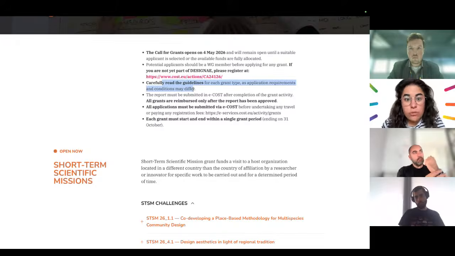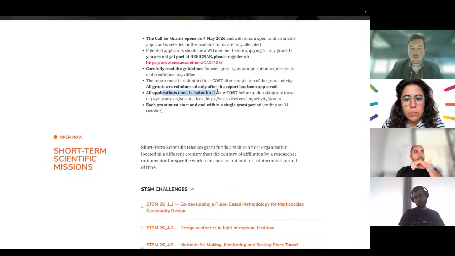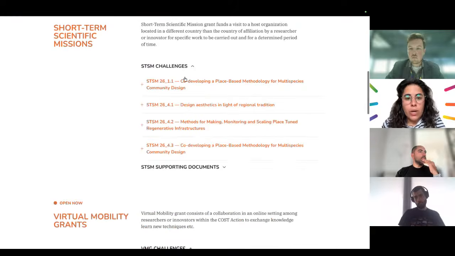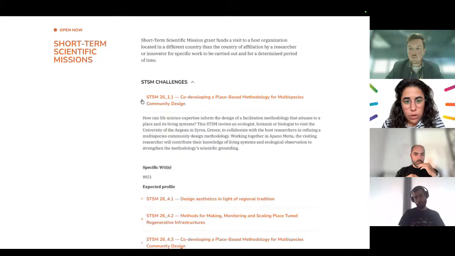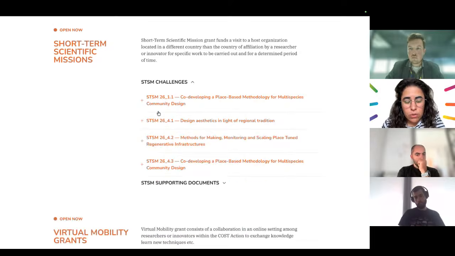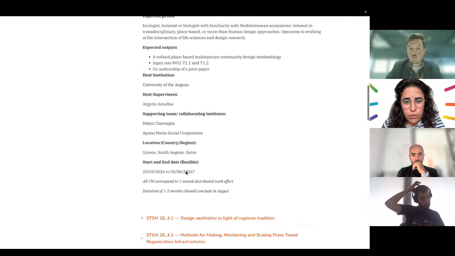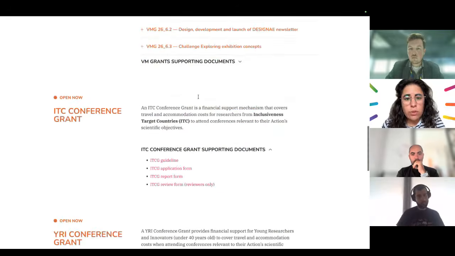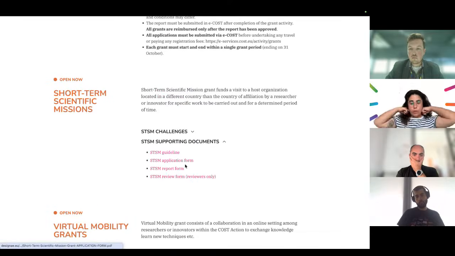Read the guidelines for each type of grant, please. All applications must be submitted via ECOS, so in this link here. You have access here to what I presented today and our colleagues presented. So specific work groups, expected profiles, etc. You have the supporting documents of each of the grants.